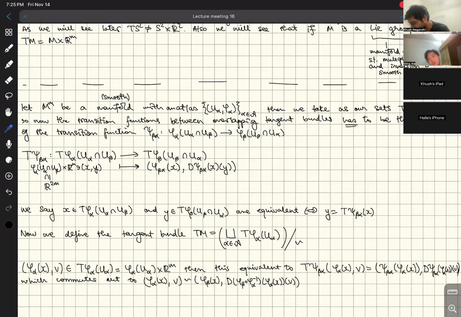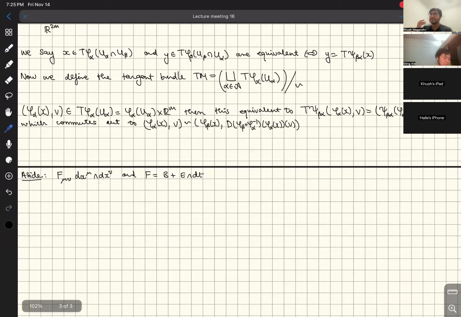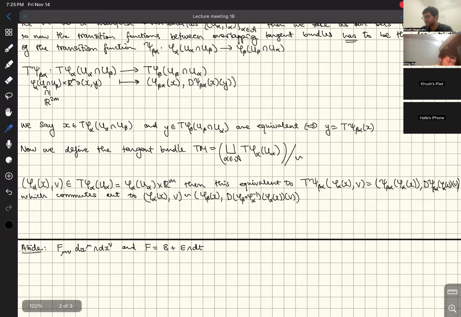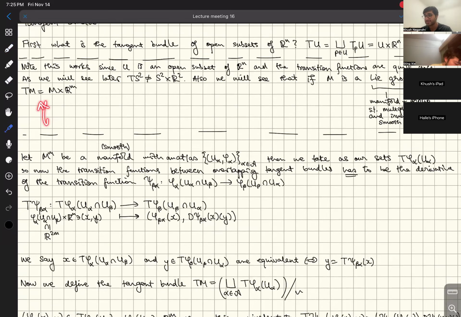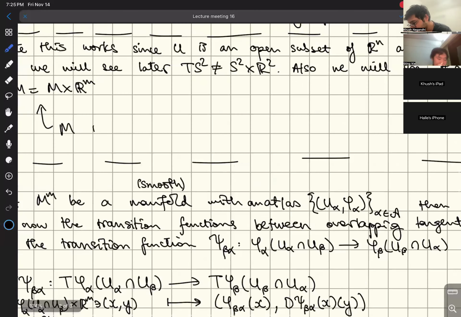We will see that the tangent bundle decomposes this way only if you can find vector fields so that they're linearly independent at each point. That's why these manifolds where the tangent bundle does decompose like this are called parallelizable. So M is said to be parallelizable.